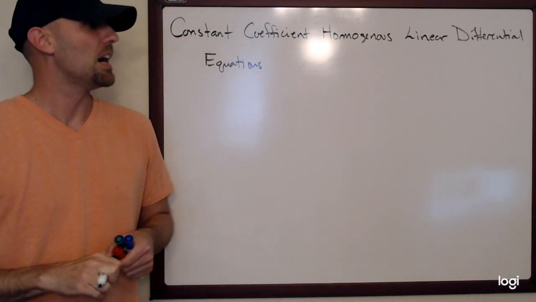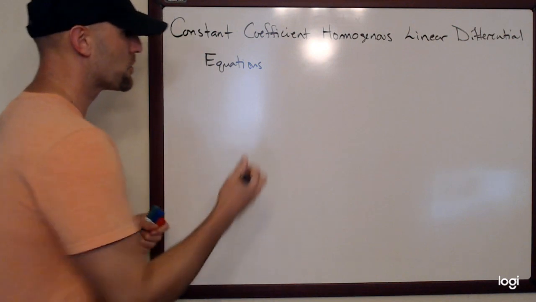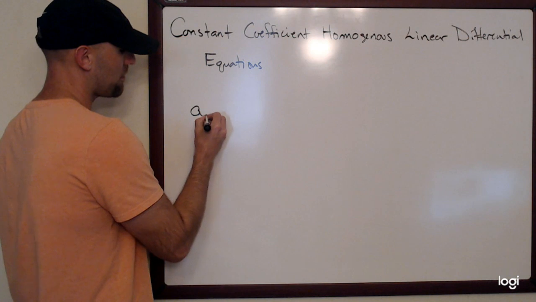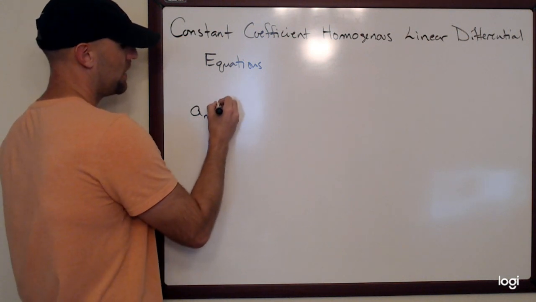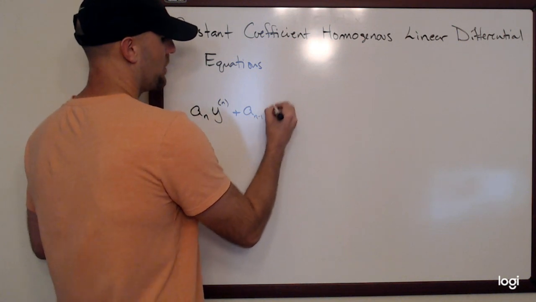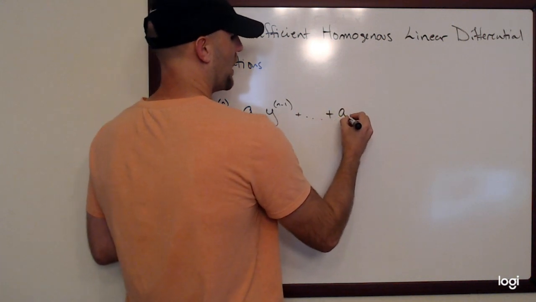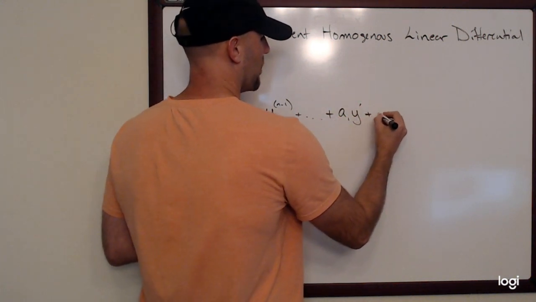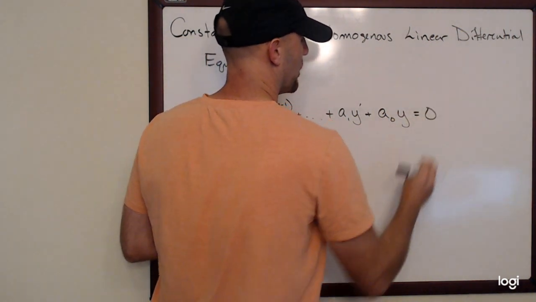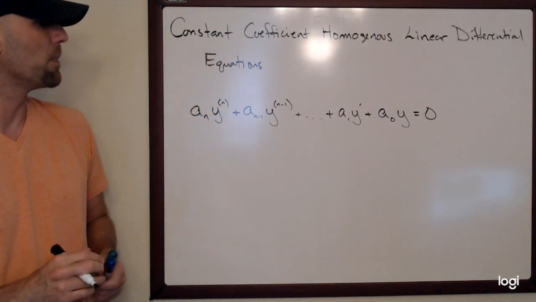More specifically, we're going to be talking about differential equations of the following form. Let's say we have a sub n times the nth derivative of y plus a sub n minus 1 times the n minus first derivative of y, etc., all the way down to a1 y prime plus a naught y is equal to 0. It's got to be equal to 0, of course, because we mentioned homogeneous in the description here.